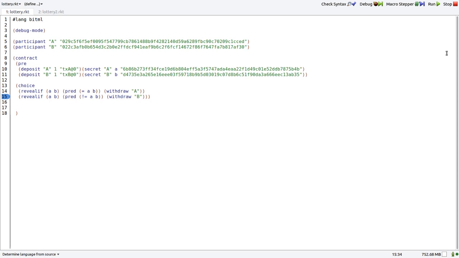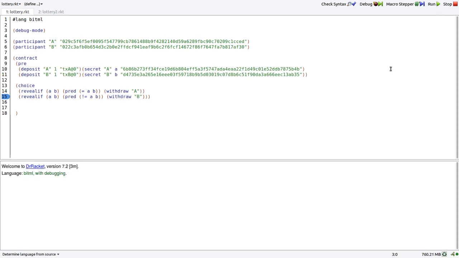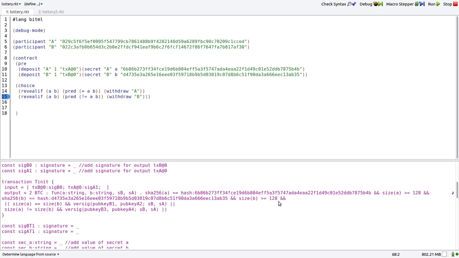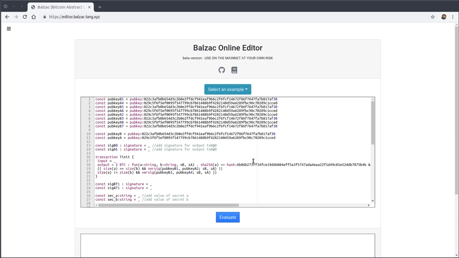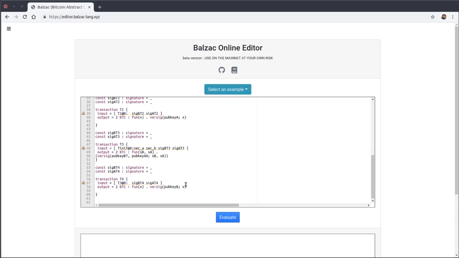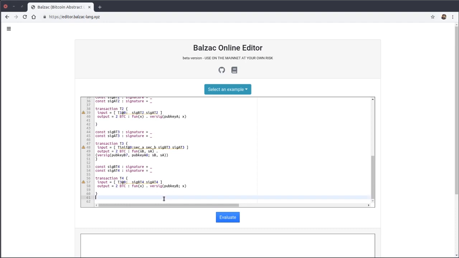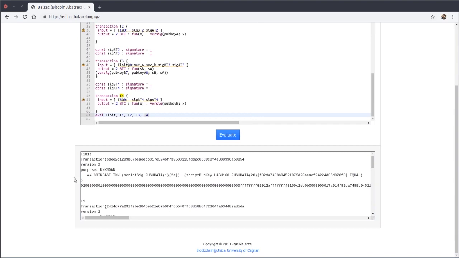By clicking the Run button, we obtain a set of transactions, expressed in the Balzac abstract language. Balzac is one of the components of our toolchain. It translates these abstract transactions to standard Bitcoin transactions. Executing the BitML contract corresponds to appending these transactions to the blockchain.